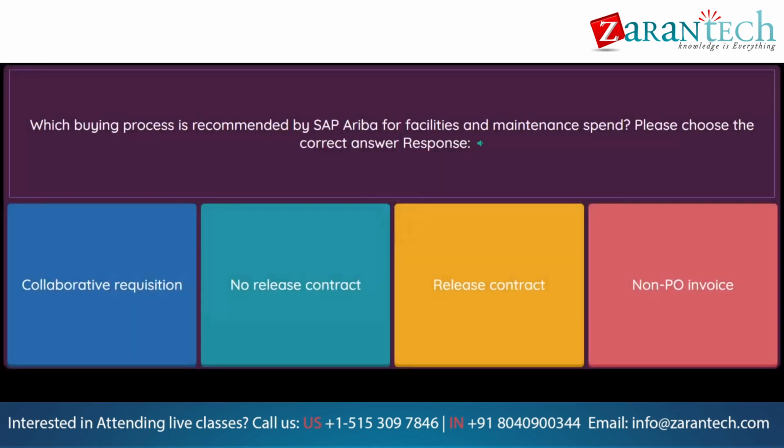Question: which buying process is recommended by SAP Ariba for facilities and maintenance spend? Please choose the correct answer. Response: Option 1, collaborative requisition. Option 2, no release contract. Option 3, release contract. Option 4, non-PO invoice.